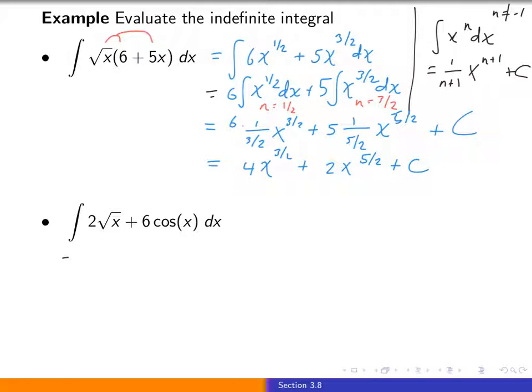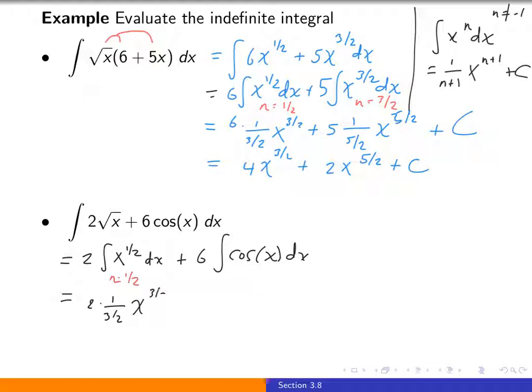So in this next example, let's go ahead and break it up over addition and pull out the constants. So 2 times the indefinite integral of square root x, which we've seen is more conveniently expressed as x to the 1/2, plus 6 times the indefinite integral of cosine. So in the first one, it's a undo the power rule with n equals 1/2. So 1/2 plus 1 is 3/2. So we have 2 multiplied by 1 over 3/2 x to the 3/2.